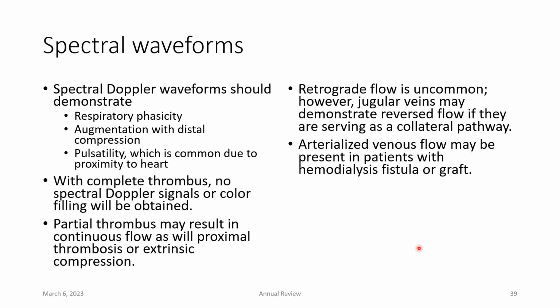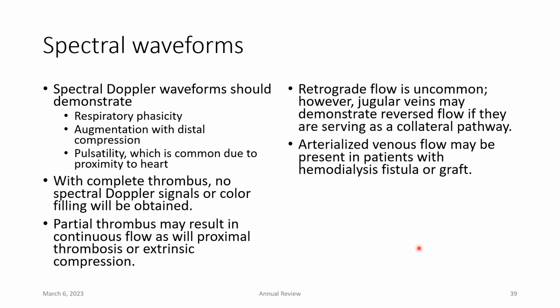When we look at our spectral waveforms, we always know that with our venous system, we expect to see respiratory phasicity. So in our arm, if we take a breath in, our thoracic pressure instantly decreases, which is what allows air to move into our chest. When we breathe out, our diaphragm moves up and it's going to increase my thoracic pressure. So it's on expiration, you would see that stop of flow from the upper extremity veins.